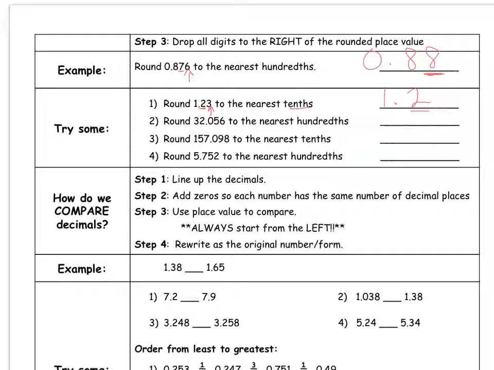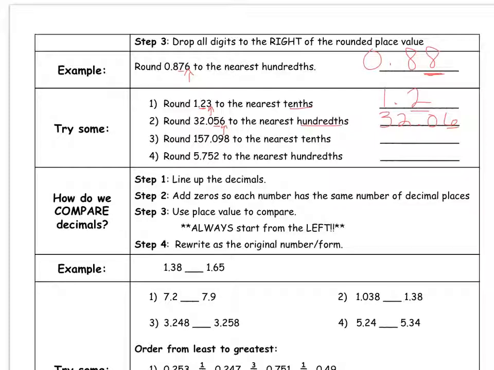Number 2, round 32 and 56 thousandths to the nearest hundredths. All right, underline the place value where I want to round, which is the 5 in the hundredths place. I'm looking at the 6. 6 tells me that it's 5 or higher. So that means the 5 in the hundredths place is going to round up to a 6. So around that, I would write that as 32 and decimal 6 hundredths. Again, I'm ending in the hundredths place, and it's rounded up to a 6 because the number to the right of it is 5 or higher.